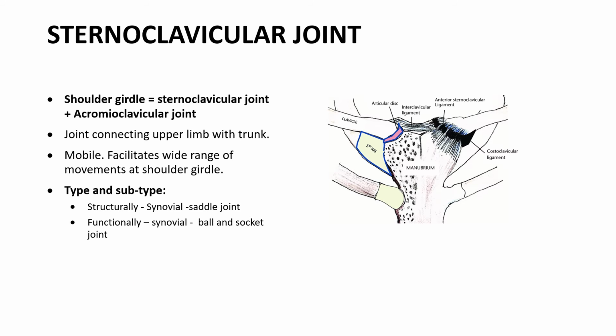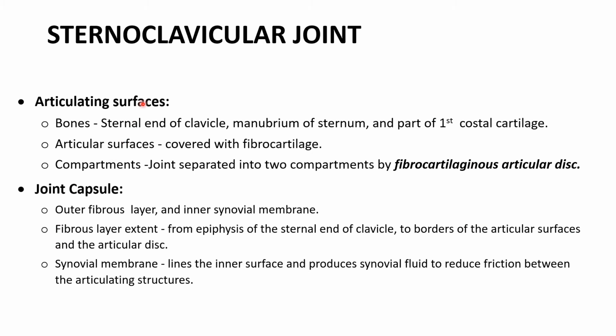Now let us go to the articulating surfaces. Now recollect the bones that are articulating, that is the sternal end of clavicle, manubrium of sternum, and part of the first costal cartilage. Now you have seen the articular surfaces are covered with fibrocartilage. The joint is divided into two compartments by a fibrocartilaginous articular disc.